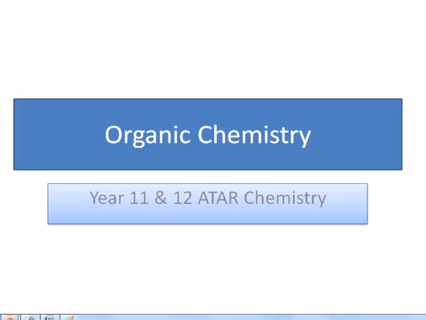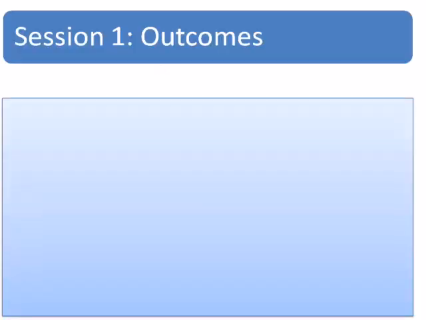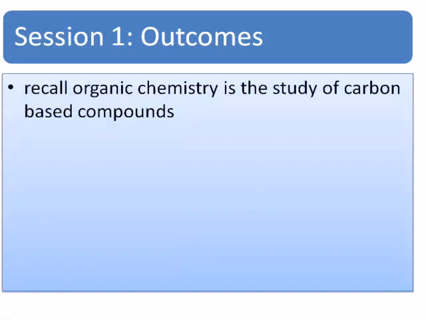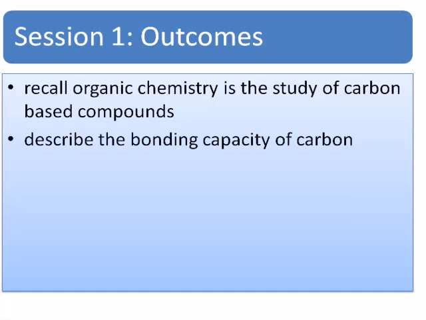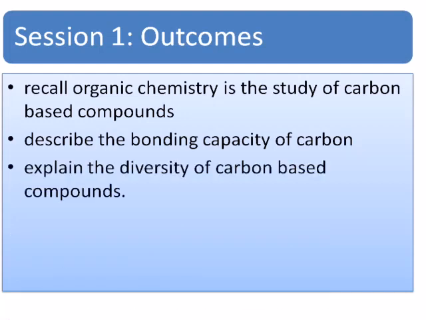Right, without wasting much time, let's quickly take a look at the session outcomes. One of the things I'll be expecting you to understand by the end of the session is that when we're studying organic chemistry, we're studying carbon-based compounds, and we should be able to describe the bonding capacity of carbon and how it's essential in the formation of carbon-based compounds. We are also going to look at explaining the diversity of carbon-based compounds, because there's plenty of them out there.